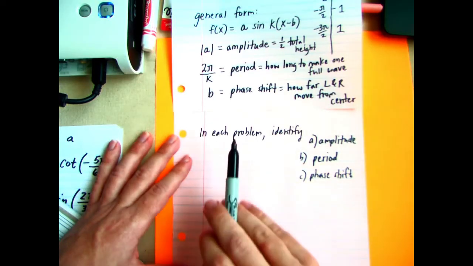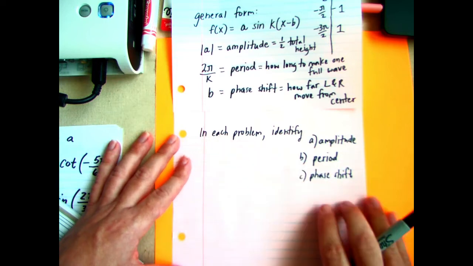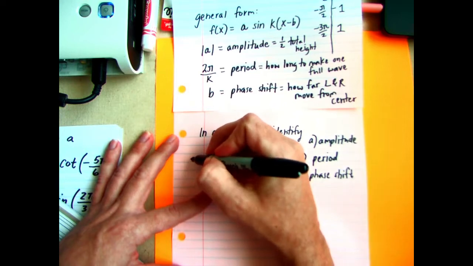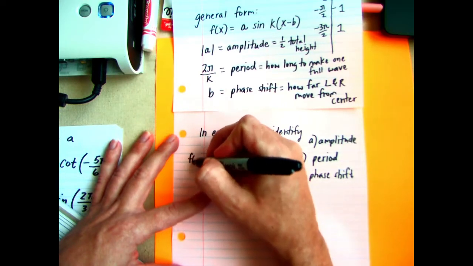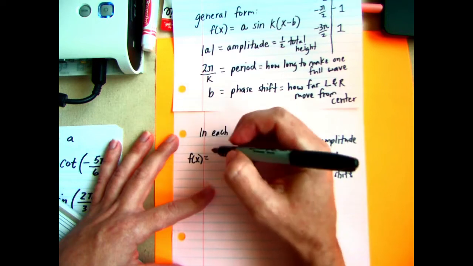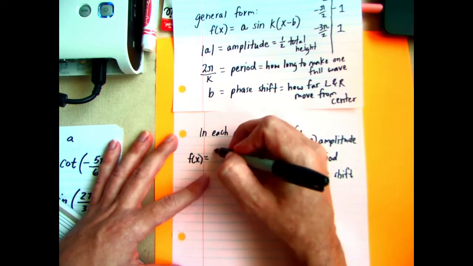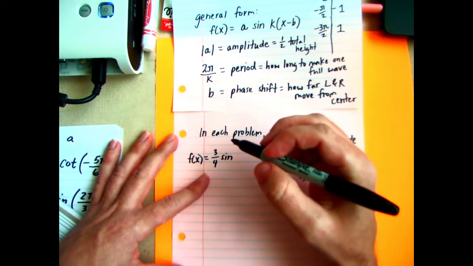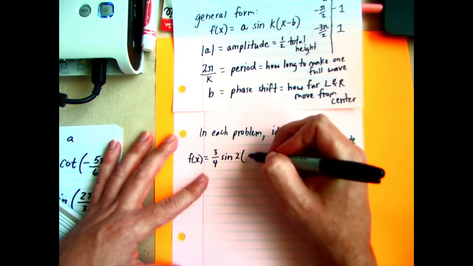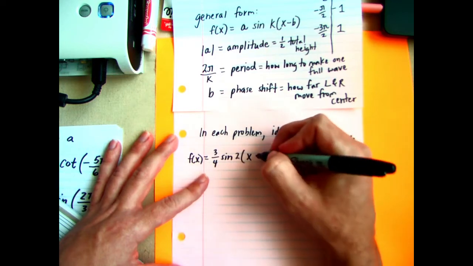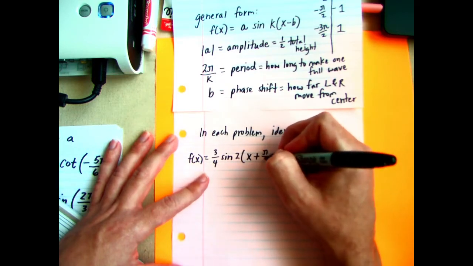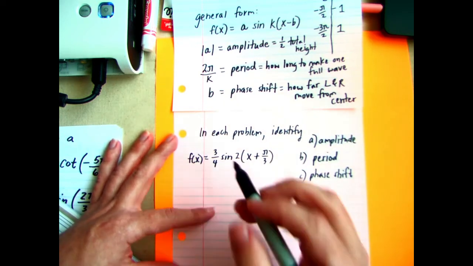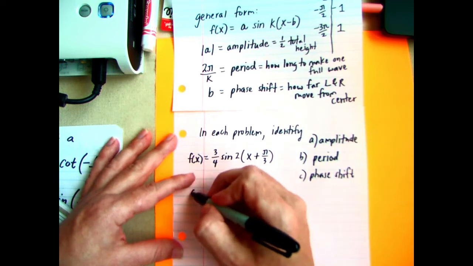So let's do an example here together. In each problem, I want you to identify the amplitude, the period, and the phase shift. So for our example, let's do f of x equals 3/4 sine 2 parentheses x plus pi over 3. So let's see if we can identify each of these characteristics.